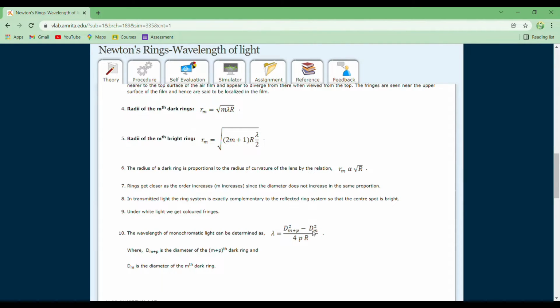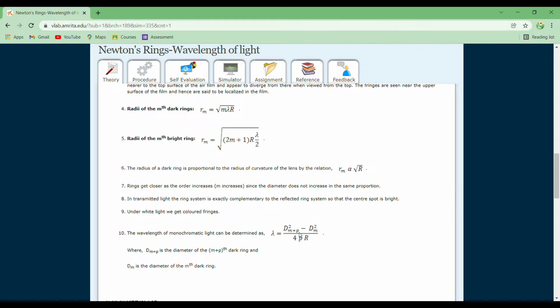Dm means any mth order dark fringe diameter. It is a diameter here. So let's take an example where we are taking the diameter of the second dark fringe. So Dm will be D2 squared, meaning the square of the diameter of the second dark fringe. And D(m+p): take any other dark fringe, meaning the 3rd, 4th, 5th, 6th, any other one greater than this. Suppose we are taking the 4th dark fringe, so here it will be D4 squared. So what is p?